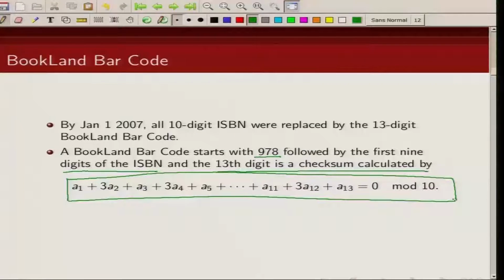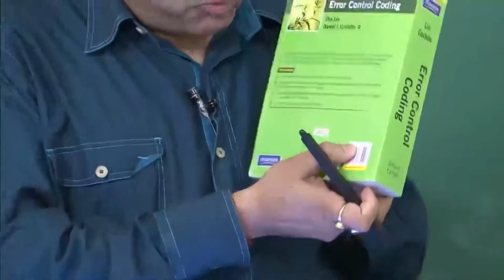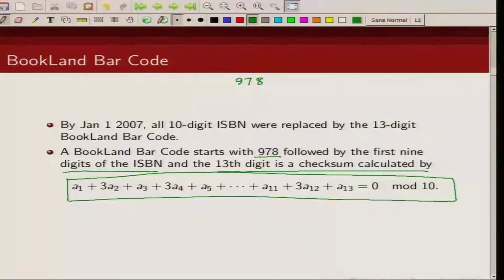Now, let us look at an example. So, let us consider our book, Error Control Coding by Lin and Costello, and what is its BookLand barcode number? That is given by 97881 317 34407. So, this is the 13-digit BookLand barcode number of this textbook that we are using.